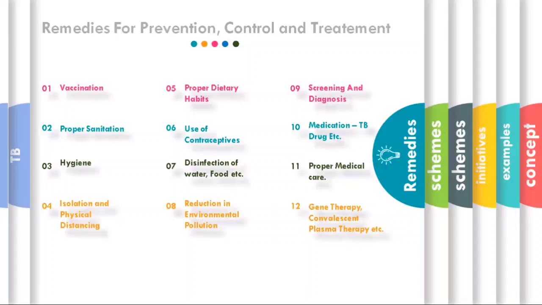Next, some steps are for treatment, that is screening and diagnosis. One should be screened and diagnosed immediately after catching such a disease. Next is medication such as TB drugs, then proper medical care, then therapies such as gene therapy and convalescent plasma therapy. These therapies we will discuss in detail when we study biotechnology or health related interventions in biotechnology. So these can be studied in detail there.